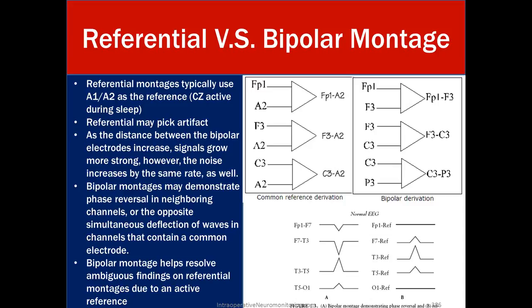So after they find something on their referential montage, they will look at their bipolar and try to get a better overall picture. So the pictures on the right, we look at the normal EEG in A. We're looking at the bottom right in the lower area. The bipolar montage demonstrates phase reversal, and in B, the referential montage demonstrating absolute voltage.